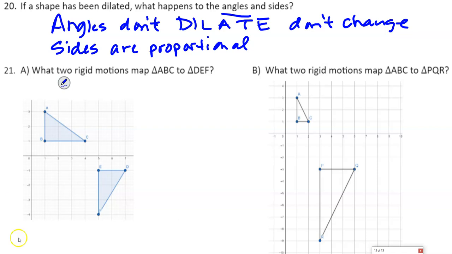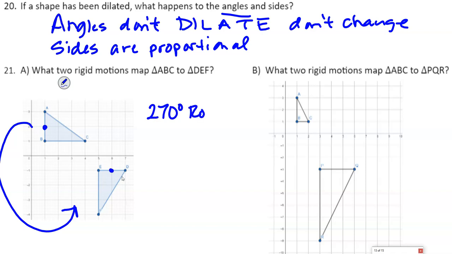So 21 says, what 2 rigid motions map triangle ABC to DEF? Okay, so I think AB maps to DE. So I'm going to put a tick, a mark, and a mark. Okay, so everybody should be able to see that turned, right? So if we just turned this shape, how much would we turn it? So if we're talking about this one, remember, rotations go this way, okay? So how far did it rotate? I would say 270 degrees, right? 270-degree rotation.